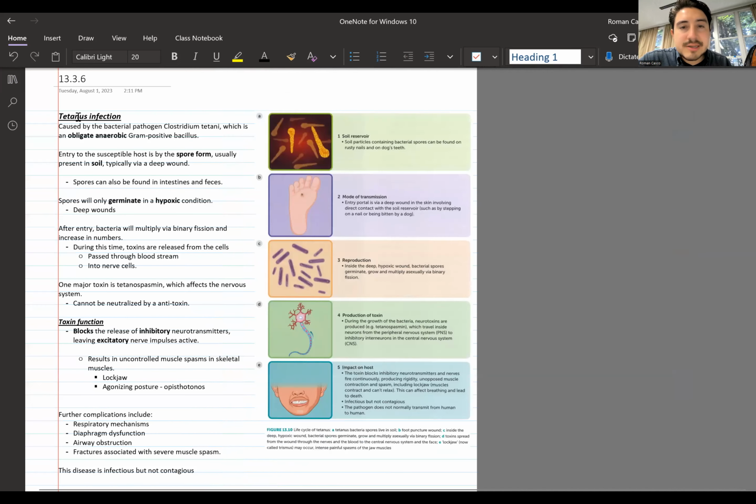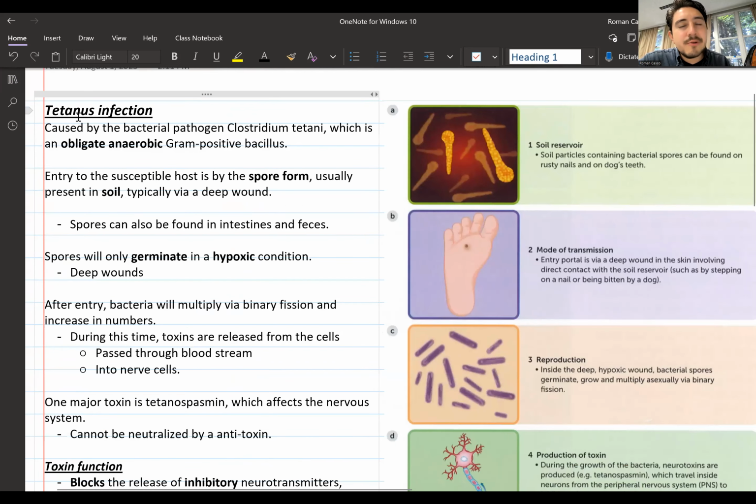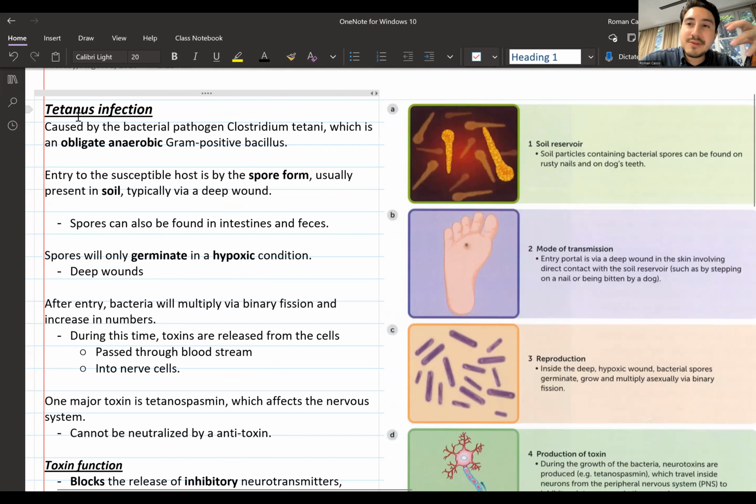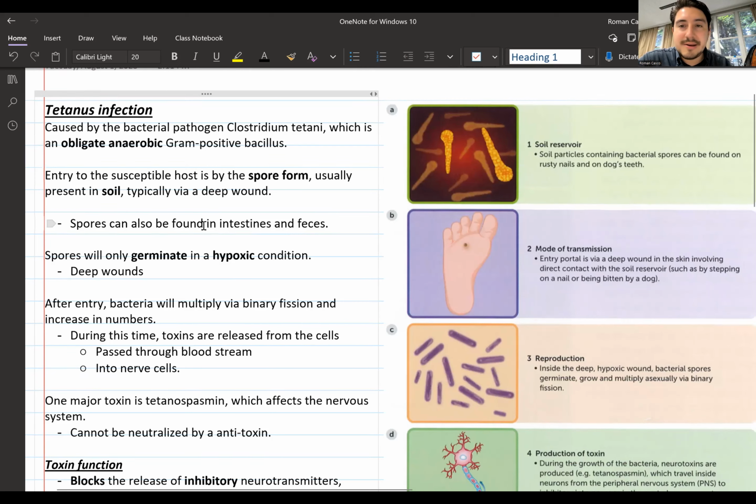All right, tetanus infection. And if you remember, guys, in chapter 12, I talked about all of these in general. What I'm saying now has a little bit more detail, but it's essentially what I've talked about, right? It's just to ensure that you guys are getting the information down. Okay.